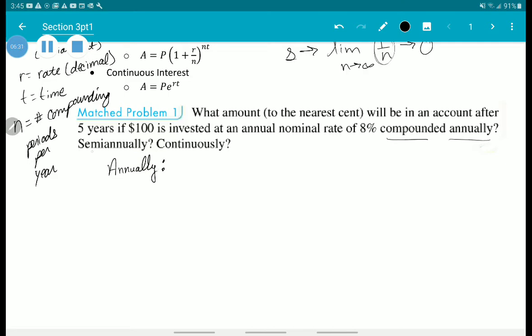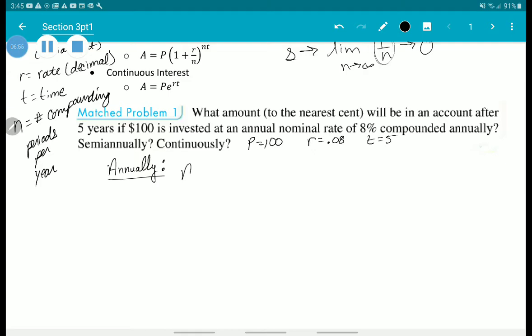And then we're going to redo it with semi-annually and continuously. So what information do we have? Well, we know the initial amount is $100. We know the interest rate is 8%, which is 0.08 as a decimal. And then we're going to leave it in there for 5 years, which is T.